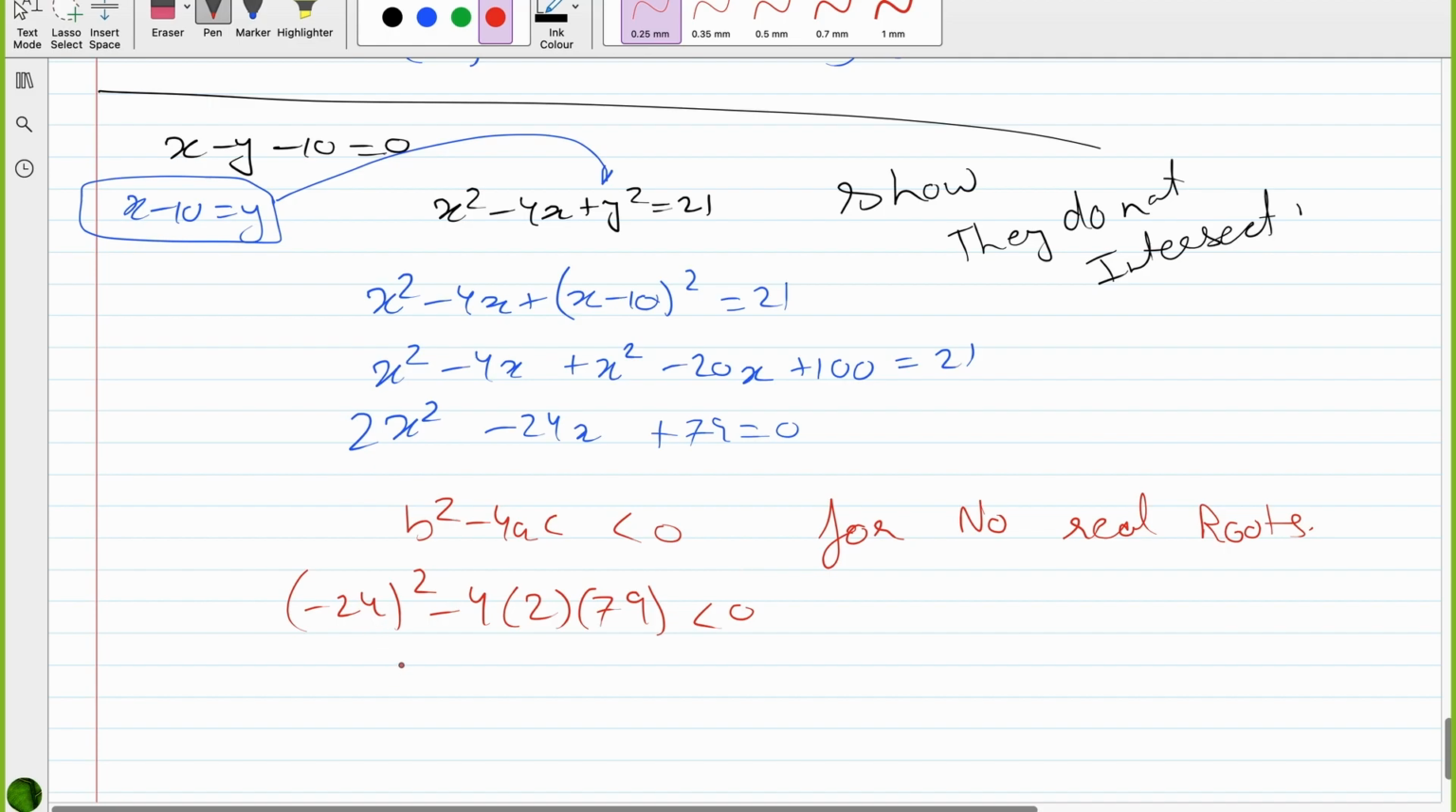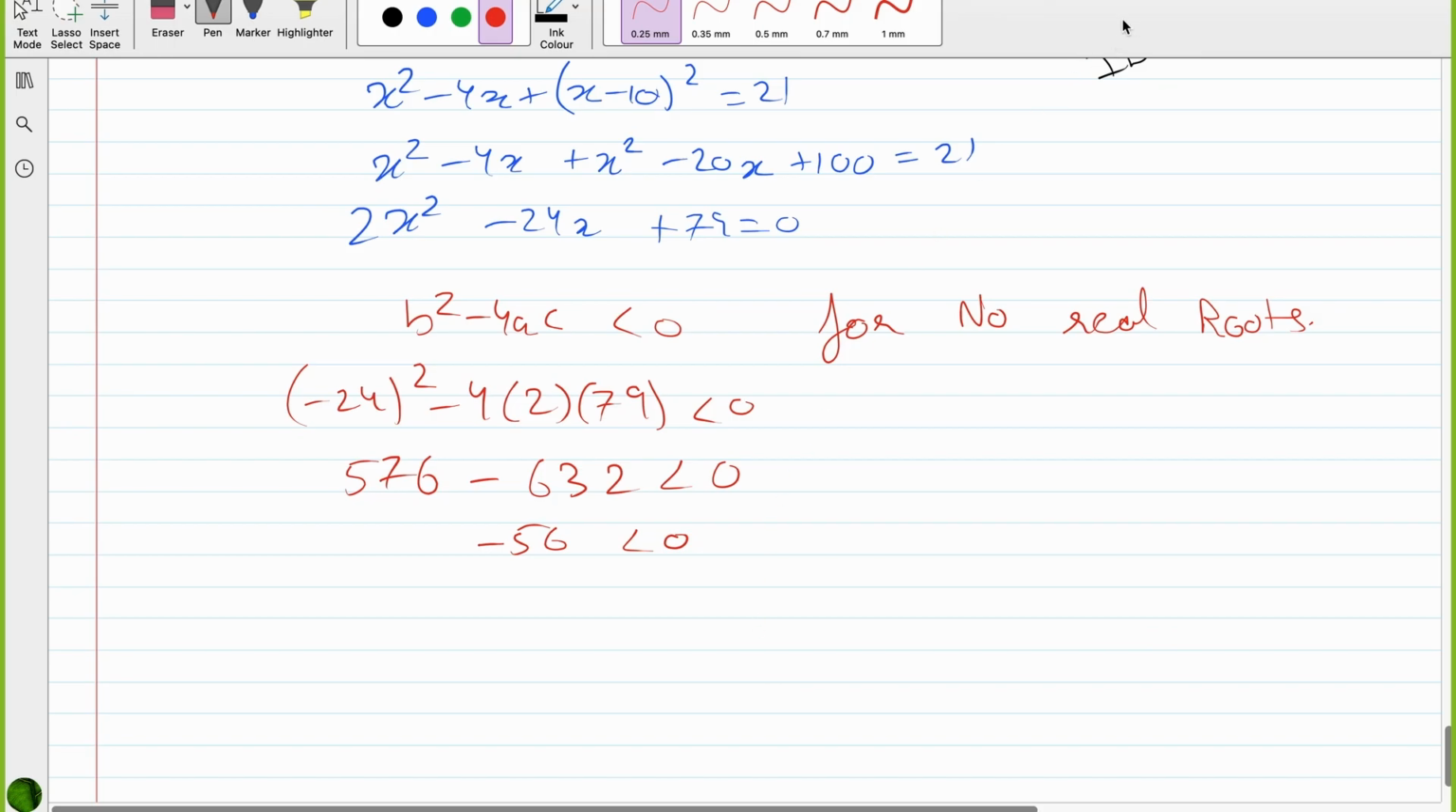So 24 squared is 576. 4 into 2 into 79 is 632. And that is minus 56. Discriminant is less than 0, so therefore shown that it has no real roots.